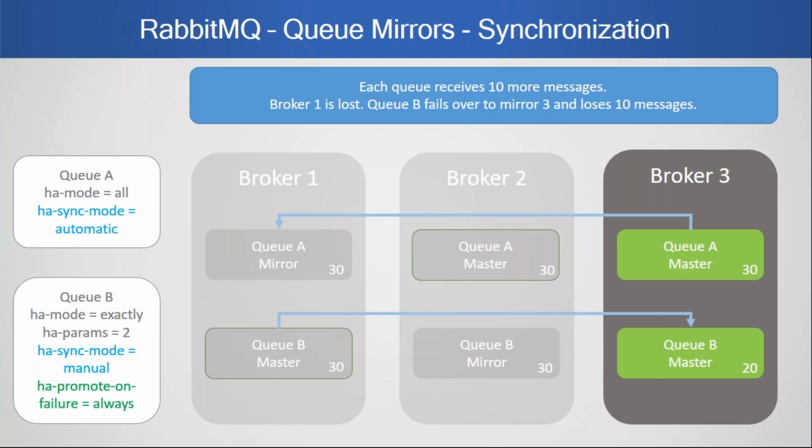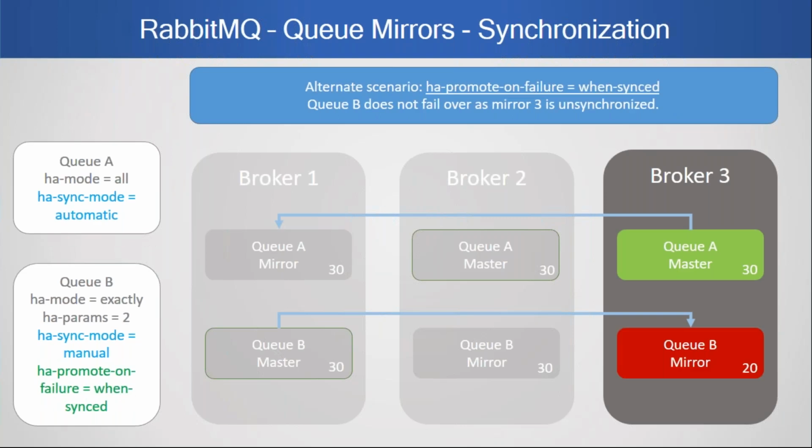But this is only the case when HA promote on failure is equal to always, which is the default. So basically it means that we can still fail over to an unclean, sort of stale mirror, but it does mean message loss. So this is where we want availability over data consistency. So we're happy to, well, not happy, but we're willing to lose a few messages in order to stay available.